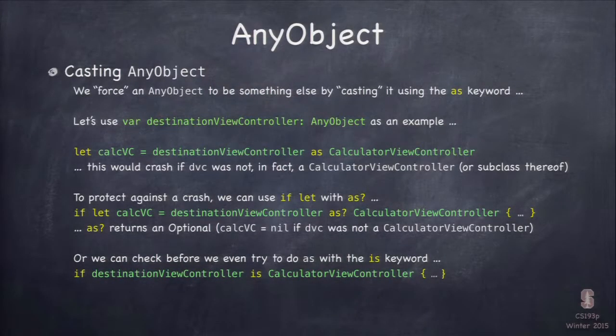So we get as and as question mark. You can also check beforehand if you just want to see, is this a calculator view controller? You can say is. So you can say if destination view controller is a calculator view controller, then I'll go ahead and then I can do the as, for example. But usually we use the as question mark, check it and convert it all in one go. Okay? So that's how we're going to use an any object. We're going to have to cast it with as into something else.